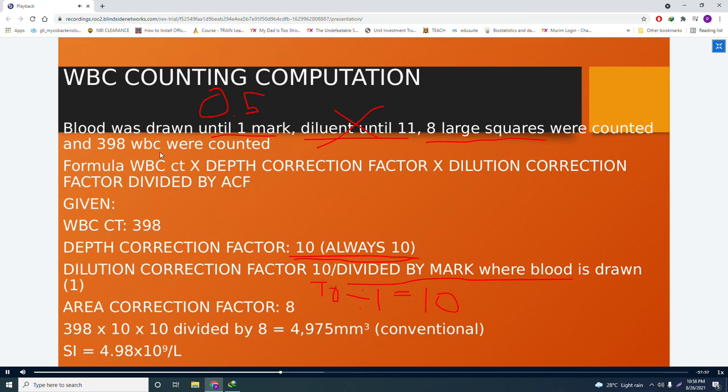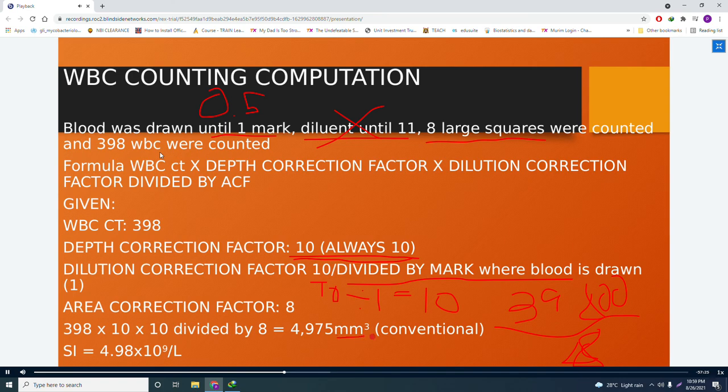So we have 398 times 10, which is your depth correction factor. Again, times 10, which is your dilution correction factor, you get 39,800. Then you divide that by your area correction factor, which is 8. You get 4,975 cubic mm, which is the conventional unit. You will always need that unit.